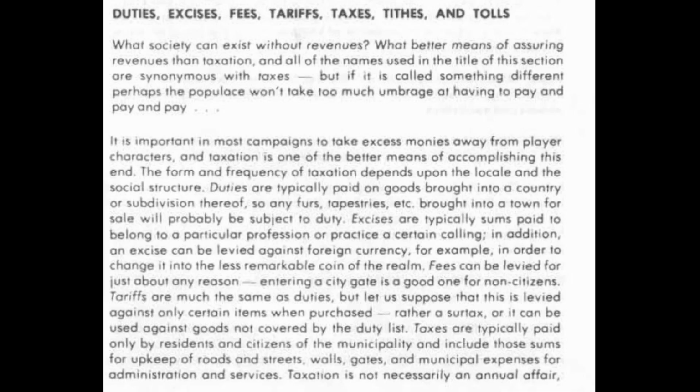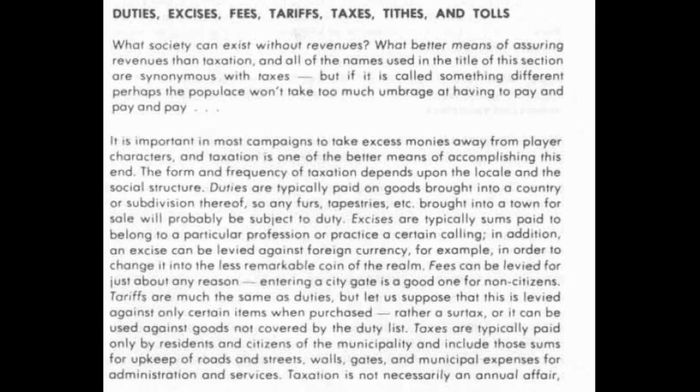The form and frequency of taxation depends upon the locale and the social structure. Duties are typically paid on goods brought into the country or a subdivision thereof. So any furs, tapestries, etc. brought into a town for sale will probably be subject to duty. He said duty. Excises are typically sums paid to belong to a particular profession or practice, a certain calling.